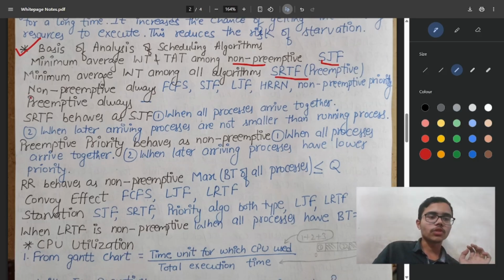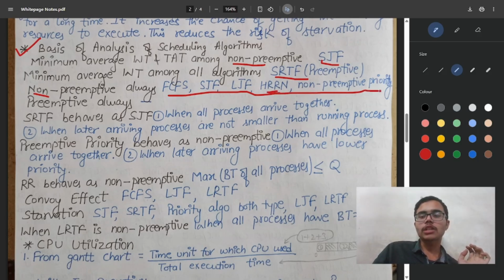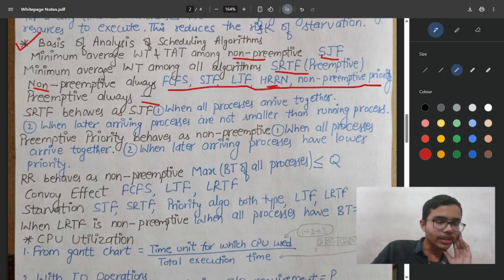Which algorithms are always non-preemptive? FCFS is always non-preemptive, SJF, LJF, highest response ratio next. This is not that important. Priority is of two types: preemptive priority and non-preemptive priority, and it can be specified in the question. Which algorithm is always preemptive? There is no algorithm which is always preemptive.